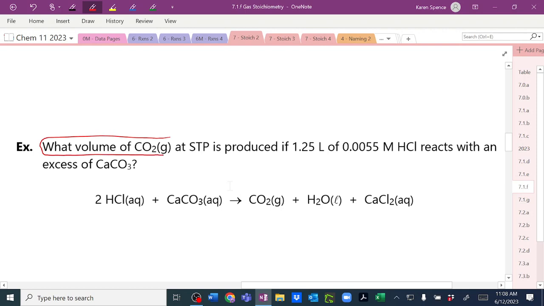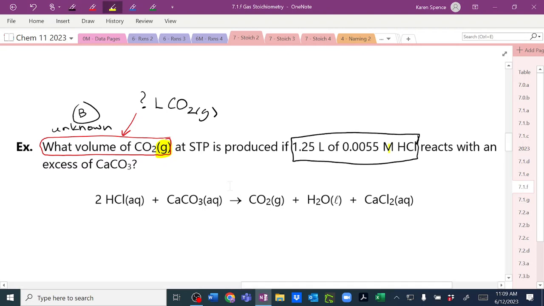Okay, it's pretty obvious what our unknown is, yes? Volume of CO2, and I want you to take note that that is a gas. So we want how many liters of CO2? Okay, so that is our unknown. So that is substance A or B. Our unknown is substance B. And that means that our known is the HCl.